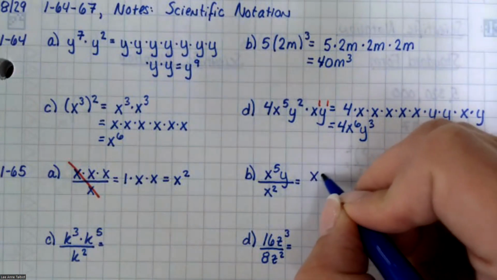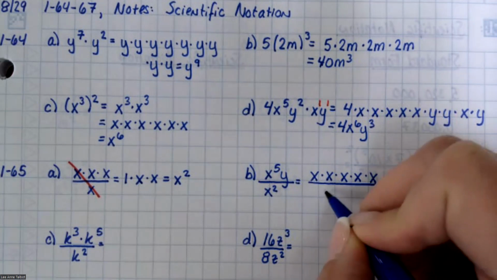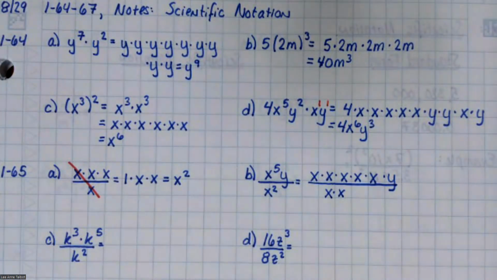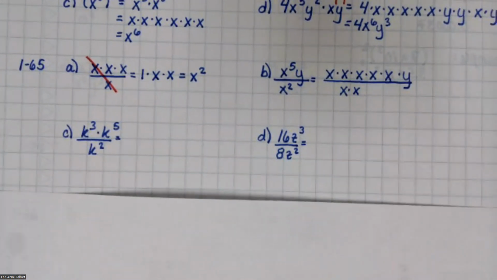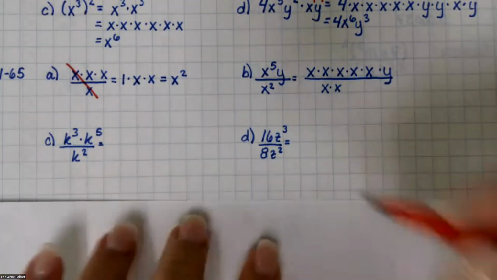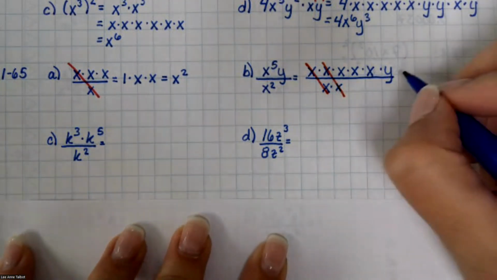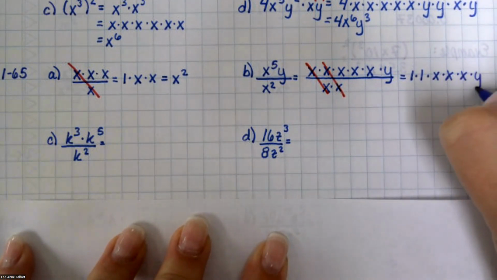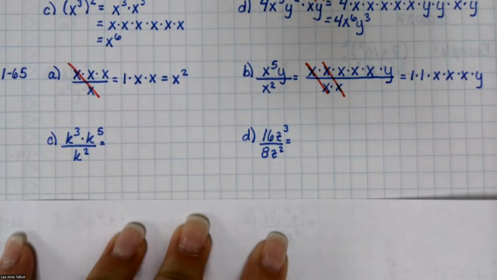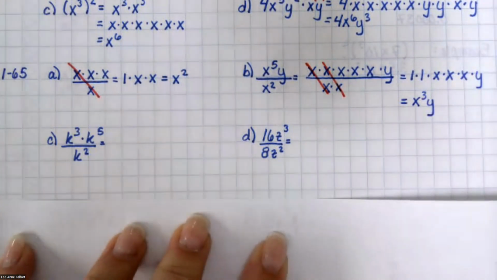B, x times x times x times x times x times y over x times x. Okay, question is, do you see any giant ones that I can make? Yes, how many? 2, beautiful. Okay, so this gives me 1 times x times x times x times y. I don't need to write that step, I know, but someone in here might like it. And that is x to the 3rd y.